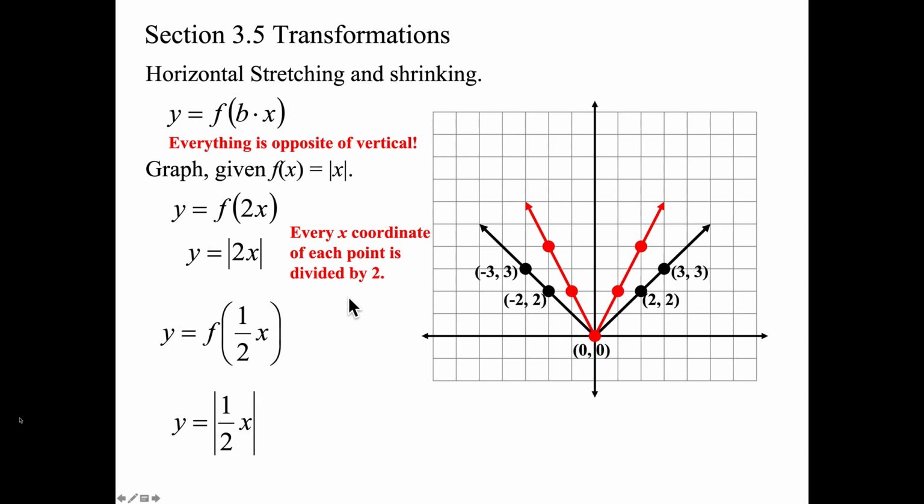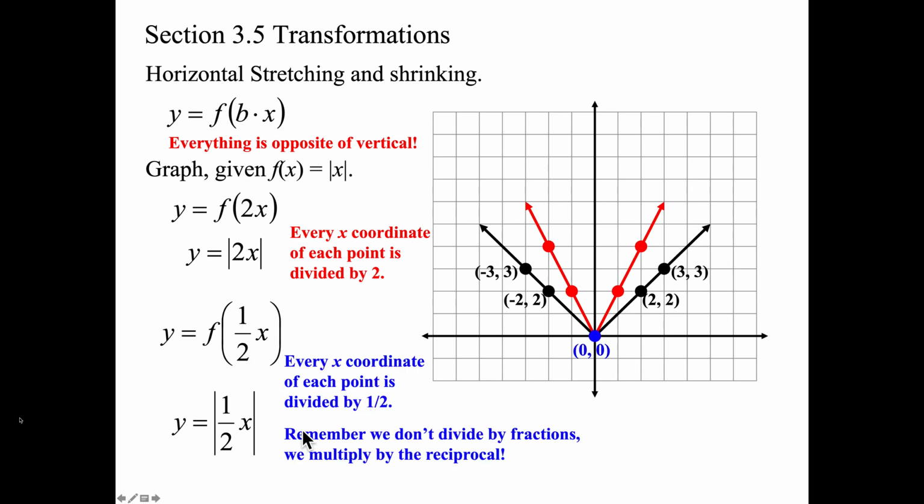If we had the multiplication of 1/2, okay, so now I'm going to kind of change this because otherwise I'd fall off my graph. Multiplying by 1/2, well, that's like dividing by 2. Well, we're going to do the opposite of dividing by 2. We multiply by 2. Or the opposite of multiplying by 1/2 is dividing by 1/2. Well, you don't divide by fractions. You really multiply by the reciprocal.